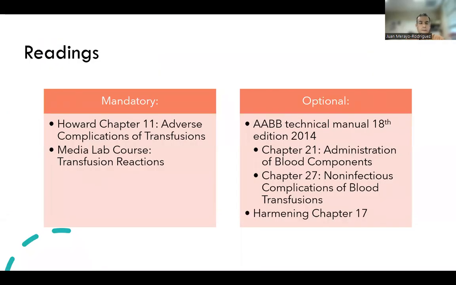First, reminding you that the mandatory readings include the Howard Chapter 11 regarding adverse transfusion complications, and the MediaLab course for transfusion reactions. There are some optional readings as well in the AABB Technical Manual, as well as the Harmony book.